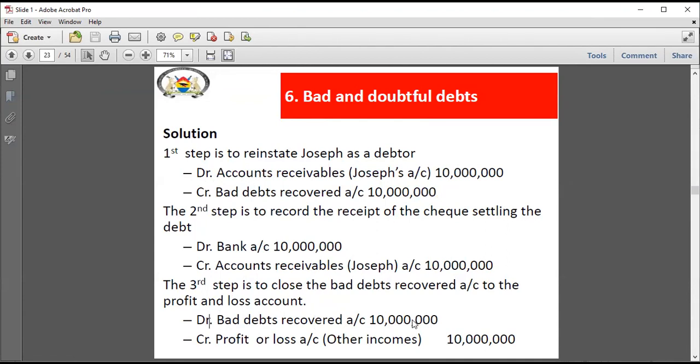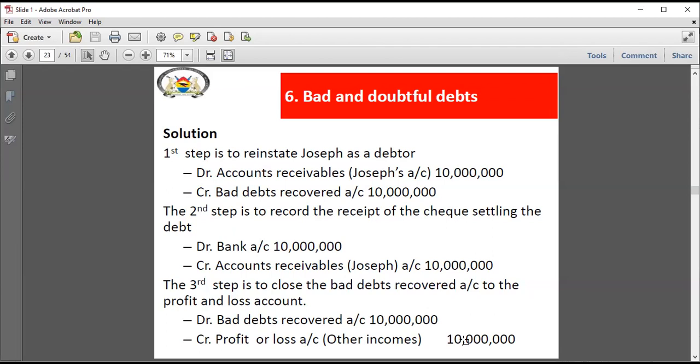So that this 10 million on the debit side cancels with the one on the credit side at the point of reinstatement. And then the other is we credit our P&L in terms of other incomes and give it 10 million. So that is what we basically do. The reason why we are bringing income here is we had written off this guy and we had recognized this as an expense, as a bad debt expense.